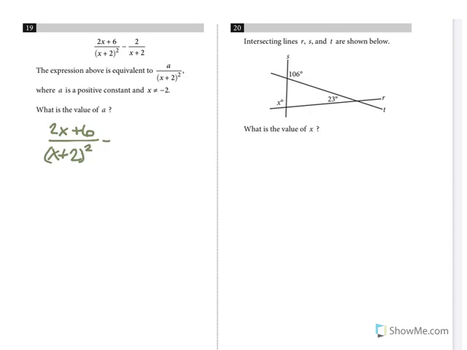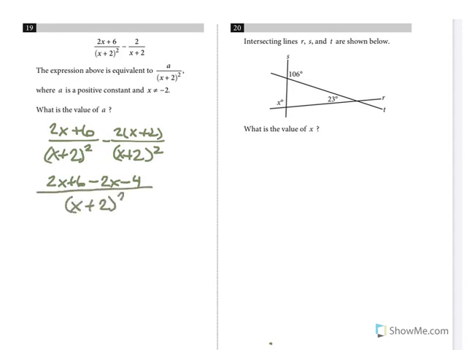minus, and now I'm going to multiply numerator and denominator by x plus 2, so that's 2 times x plus 2 divided by x plus 2 squared, and now that gives me 2x plus 6 minus 2x minus 4 divided by x plus 2 squared. And now combining like terms, the 2x terms sum to 0, and 6 minus 4 is 2, divided by x plus 2 squared. So the value of a is 2.